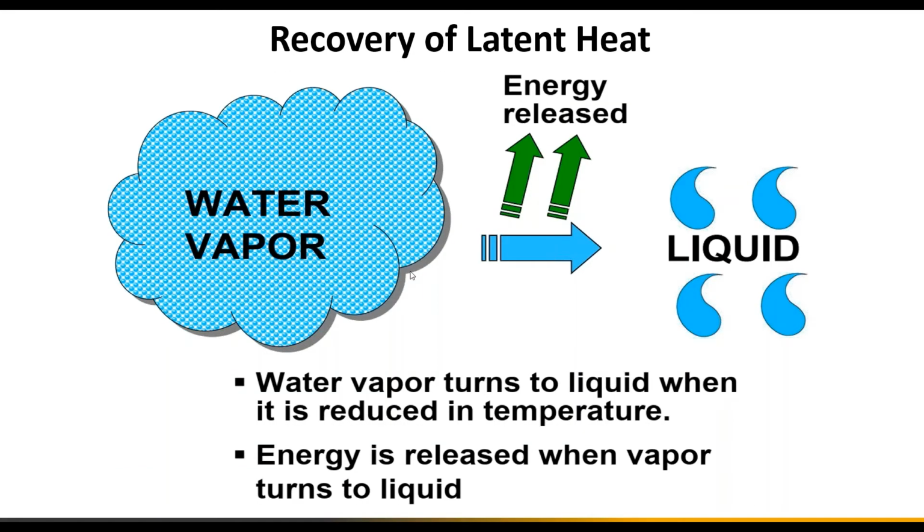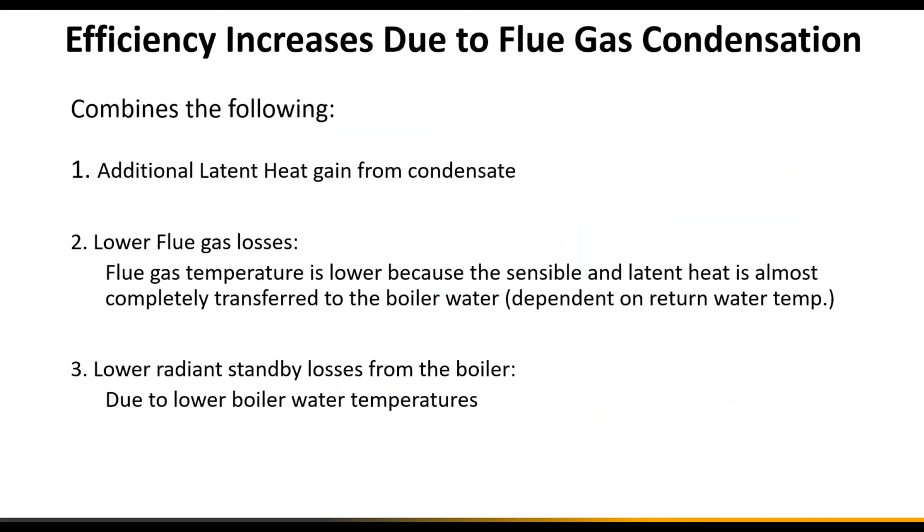Here's a very simple depiction where we want to have the water vapor cool down inside the boiler, occurring at about 130 degrees, depending on our O2 levels, and turn it into liquid, and then basically put that heat back into the boiler. A couple of things will occur with flue gas condensation.